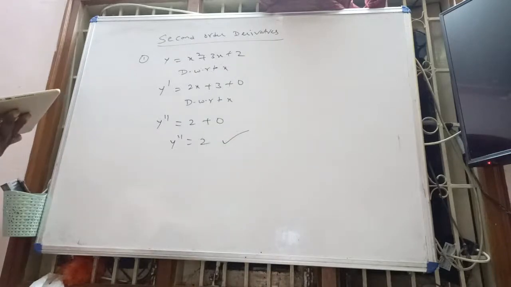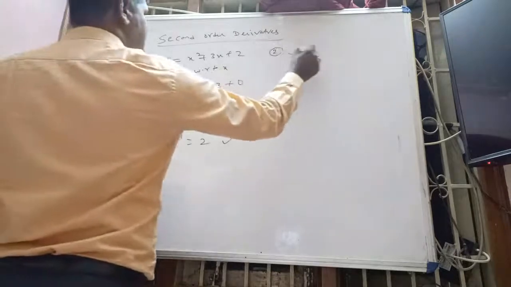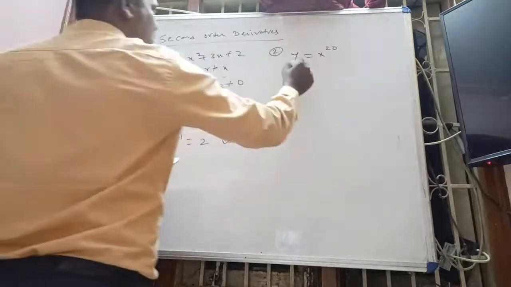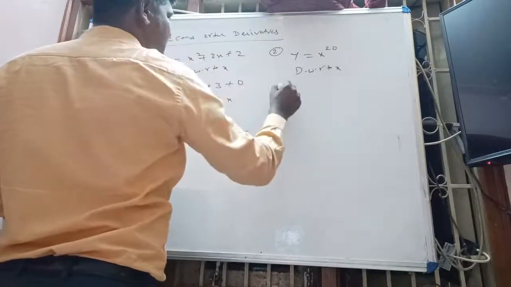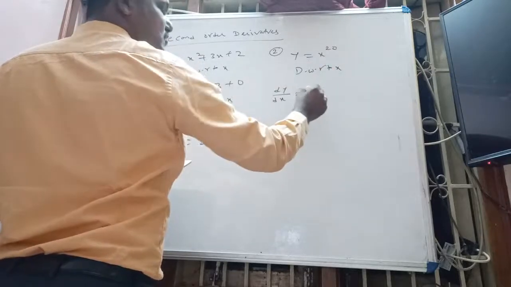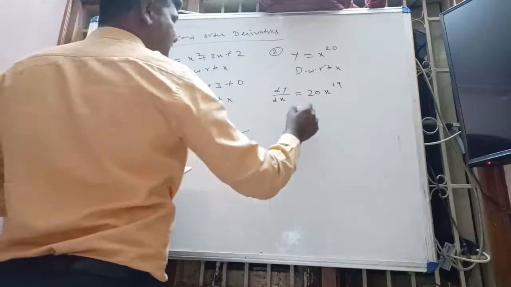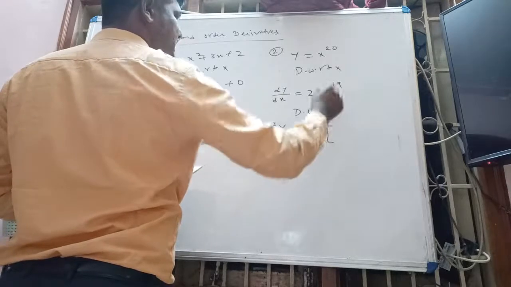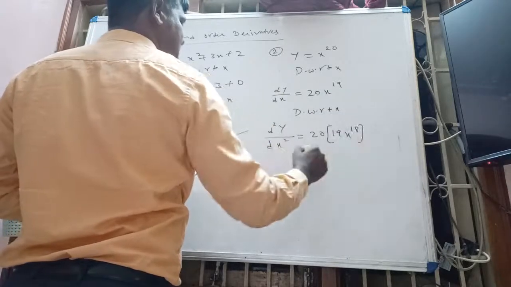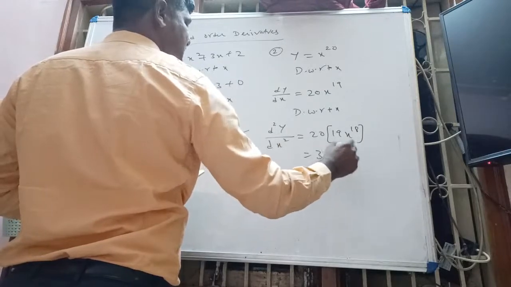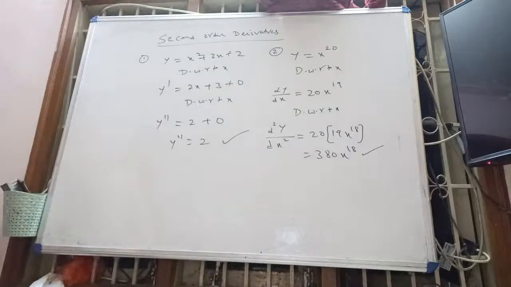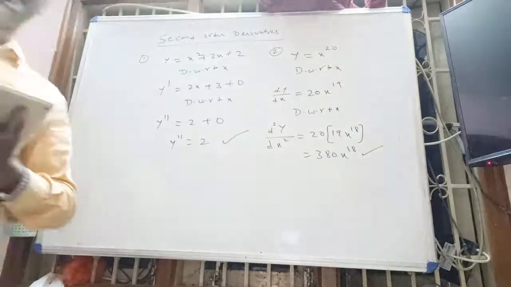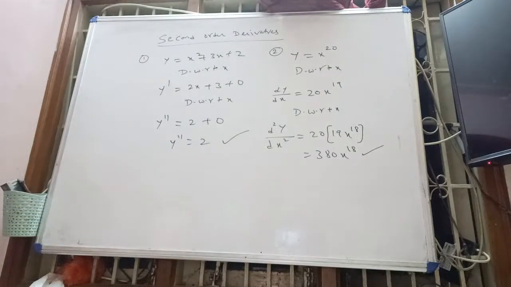I can go to the second question. Second question they have given, y is equal to x power 20. We need to find the second order derivative. How to find the second order derivative for y? Differentiate with respect to x. We can write dy by dx, x power 20 derivative, 20 x power 19. Again differentiate with respect to x. D square y by dx square is equal to 20 into the derivative of x power 19, 19 x power 18. 20 into 19, 380 x power 18. Understand? This is called a second order derivative, dear students. Are you following everybody?